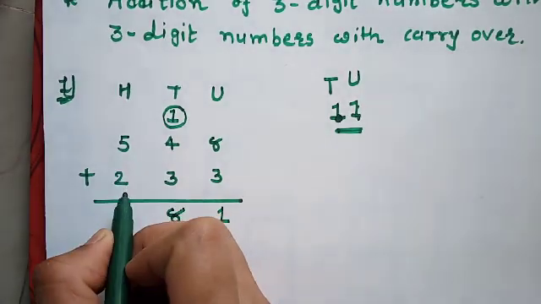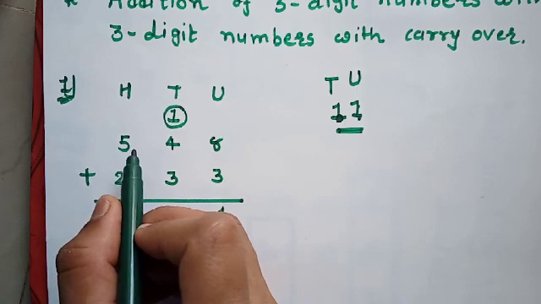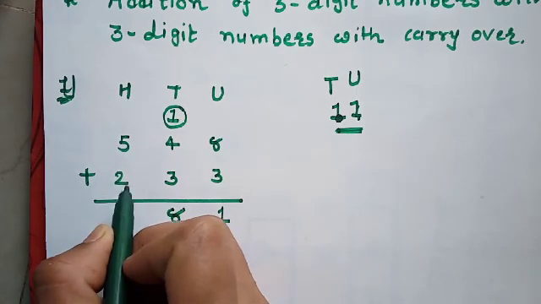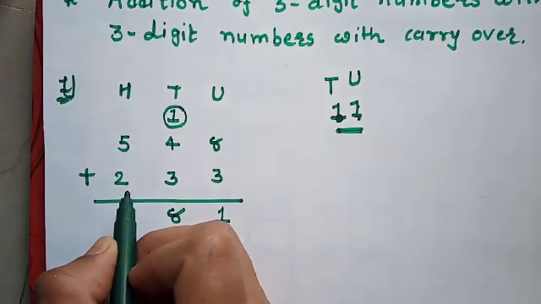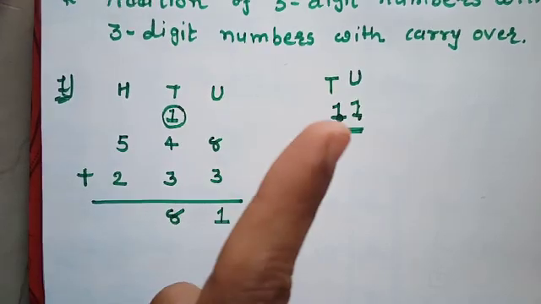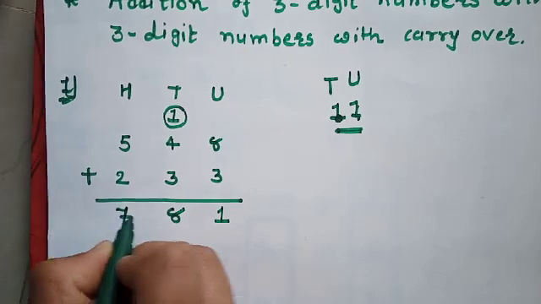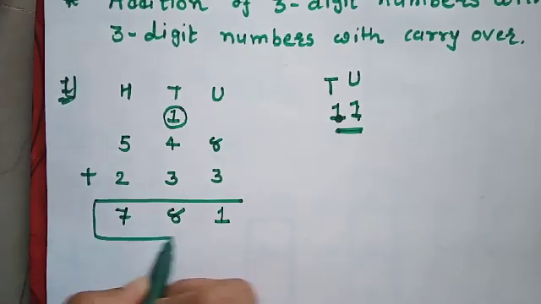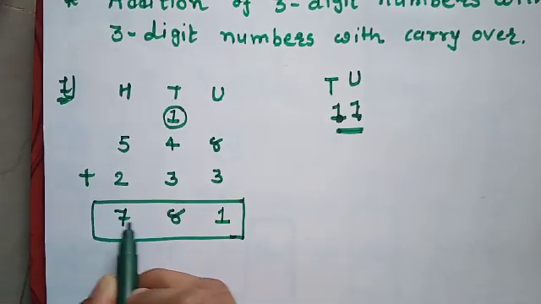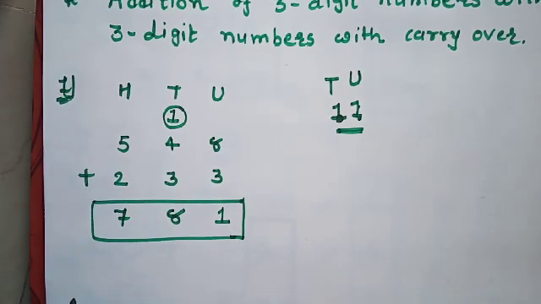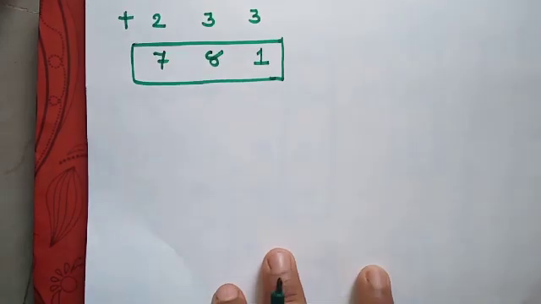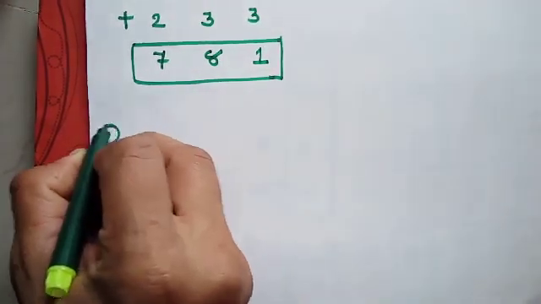Here 5 plus 2, on the 100 place. 5 plus 2, so after 5 count 2 numbers: 6, 7, right? So the answer is 7. So your main answer is 781. Clear?